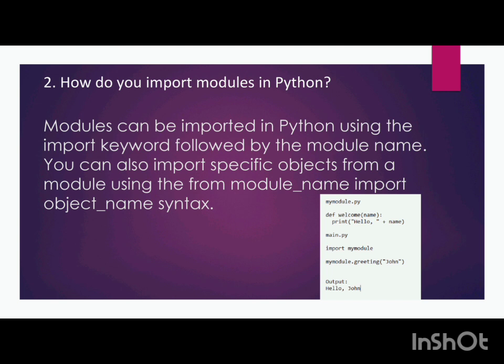So here you can see the example. I have a module, the same module which we saw in the previous screen, with the welcome method. In my main Python class I'm importing my module, and I'm calling the method welcome with the name John. So the output would be hello John. Okay, let's move on to the next question.